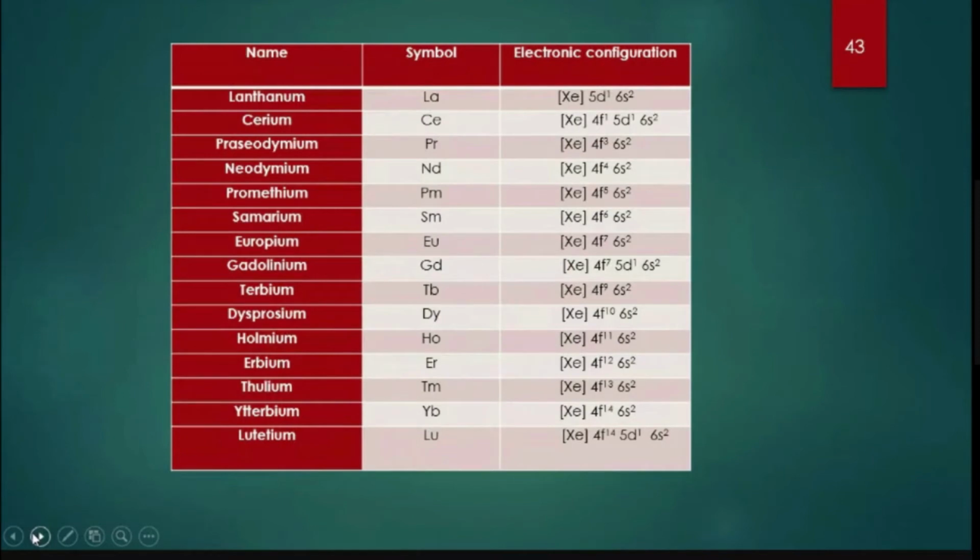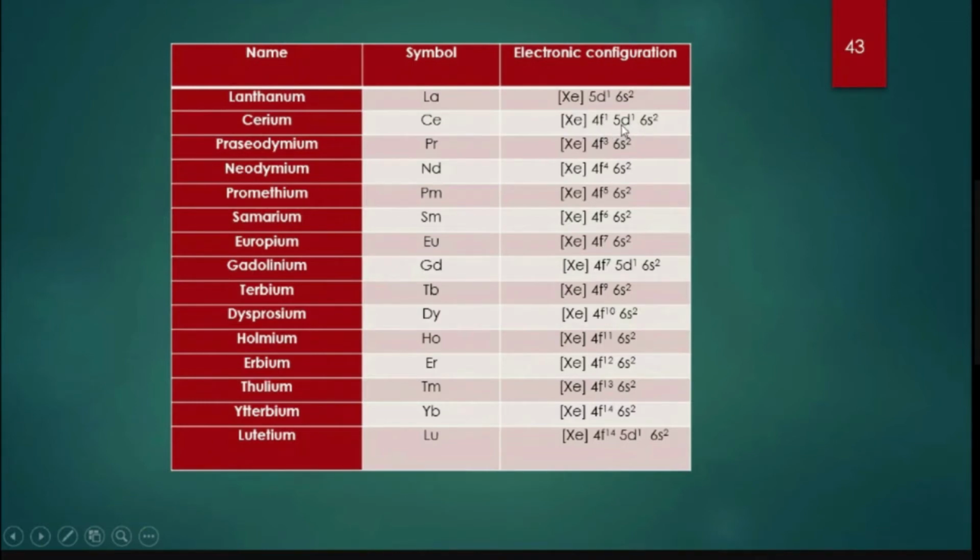So here is the table showing the lanthanide series of elements with their respective atomic symbol and electronic configuration. Here you can see the electronic configuration of cerium. See here, the filling of 4f orbital starts from cerium, right? Then there is a shift of electrons from 4f orbital to the 5d orbital. Here the electronic configuration of cerium is xenon core 4f1 5d1 6s2.